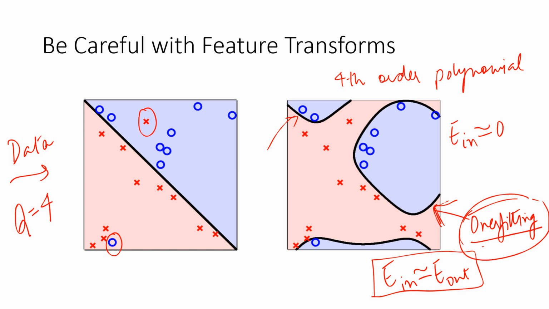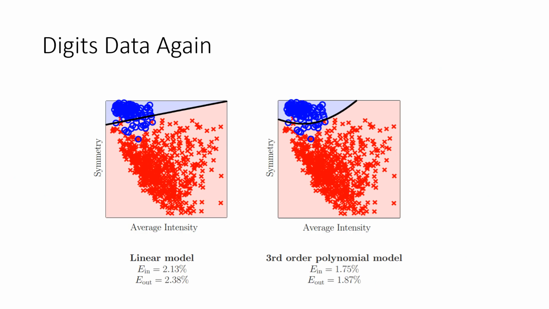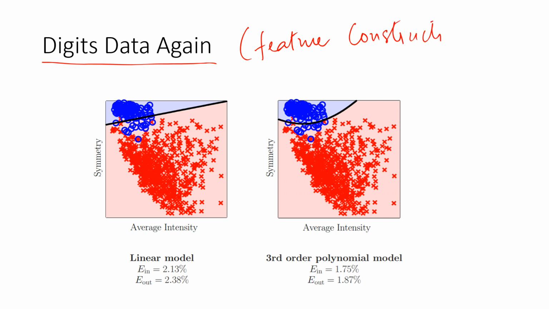Okay, so what should we think about when going for a linear model versus a fourth order polynomial, and whenever we are in a predicament like this? Let's look at another example. This is the digits data again. If you remember, we came down to 2 dimensions in this case. We did some feature construction, and then we came up with these two features, symmetry and intensity.